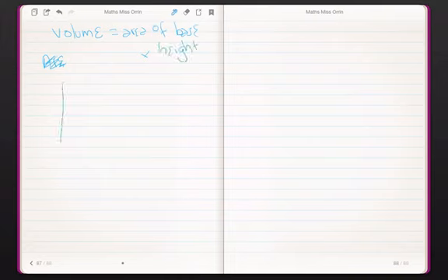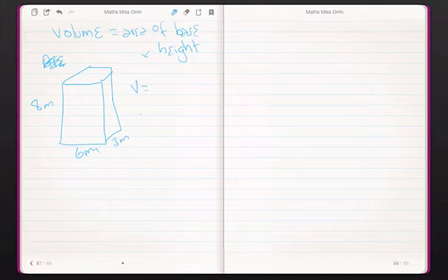So let's have a go at doing a rectangular prism. Let's say this is 8 meters, this one can be 6 meters, and this one can be 3 meters. So, to find the volume, we find the area of the base, which is 6 times 3, and we times it by the height, which is 8.